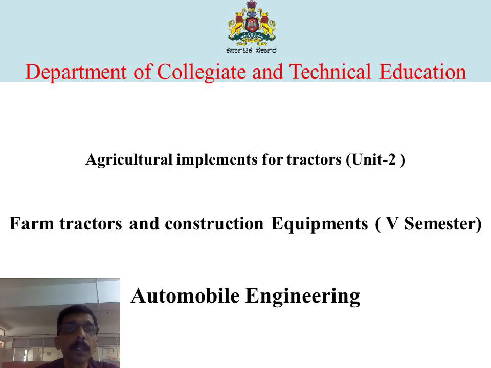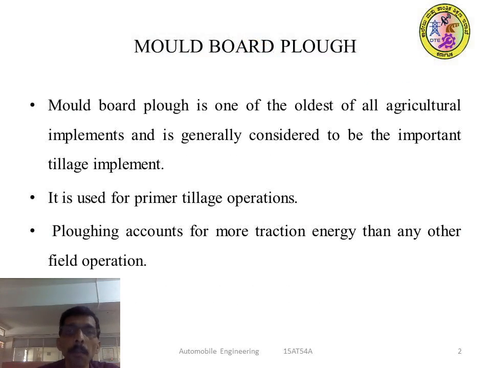Good morning. Today we are going to study the next agricultural implement, the moldboard plow. The moldboard plow is one of the oldest of all agricultural implements and is generally considered to be the important tillage implement. So it is used for primary tillage operations.